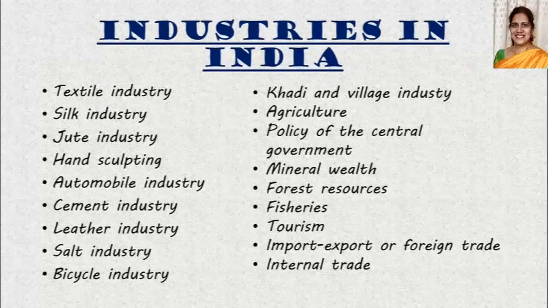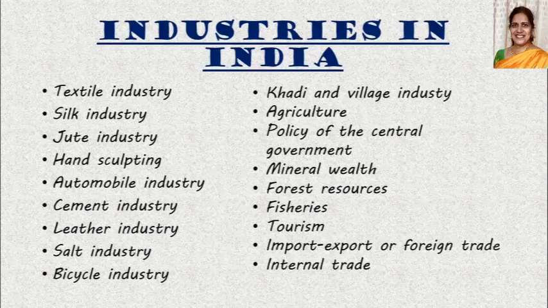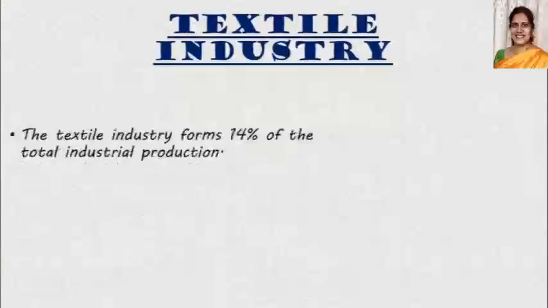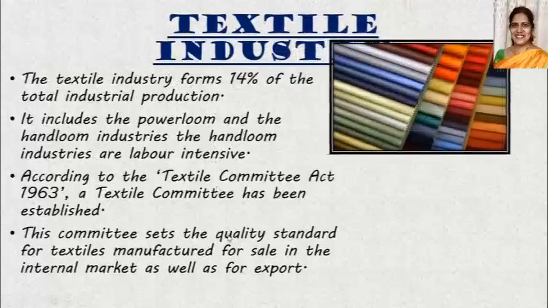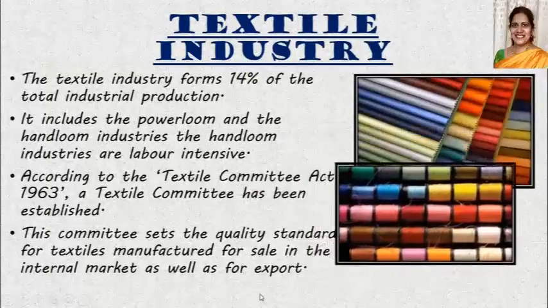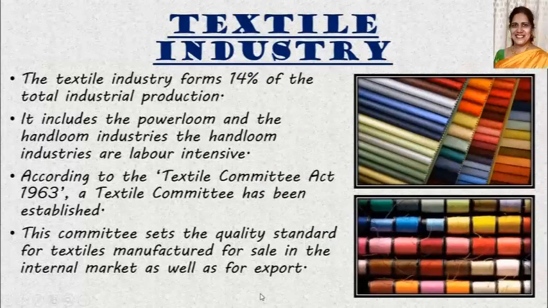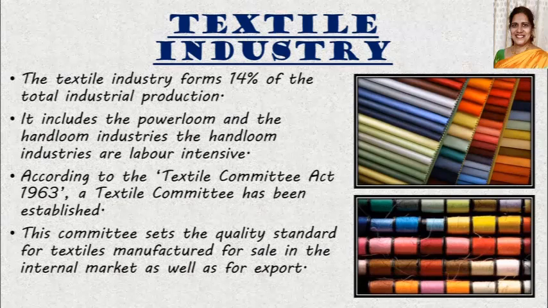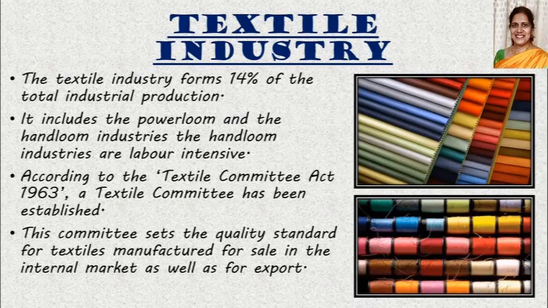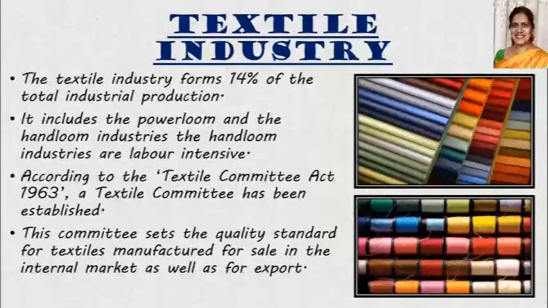To begin with the first one, textile industry, this forms 14% of our total industrial production. It includes powerloom and handloom industries as well, which are mostly on labor intensive resources. According to the Textile Committee Act of the year 1963, a textile committee has been established which sets up quality standard for textiles manufactured for sale in the internal market as well as for export.